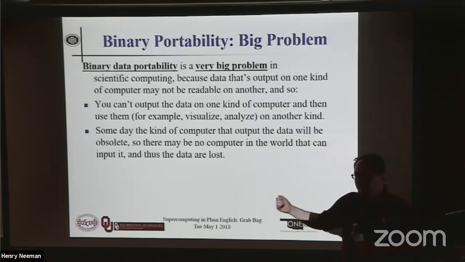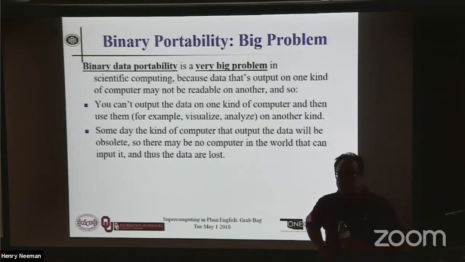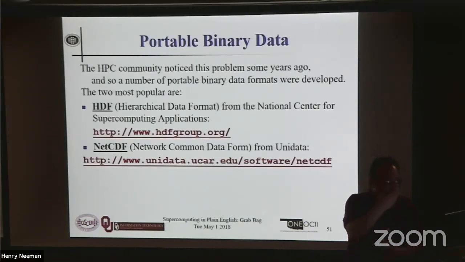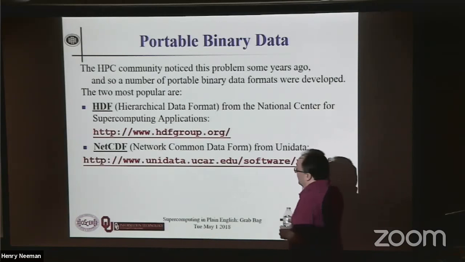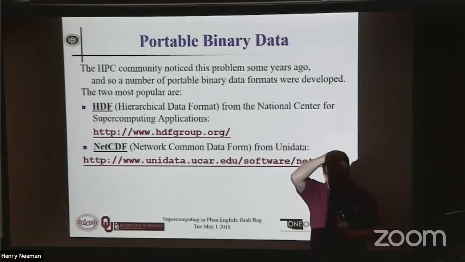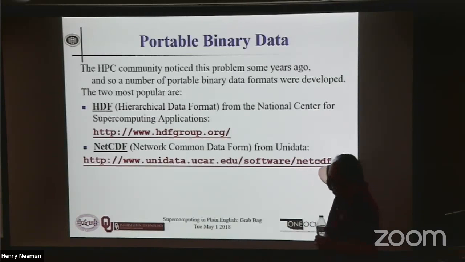And over time, it may be that the standard format changes, in which case you're doubly screwed. Okay. So it turns out there are a number of portable binary formats, and we're only going to look at one of them in detail. It's not even that much detail, but there are a number of them.